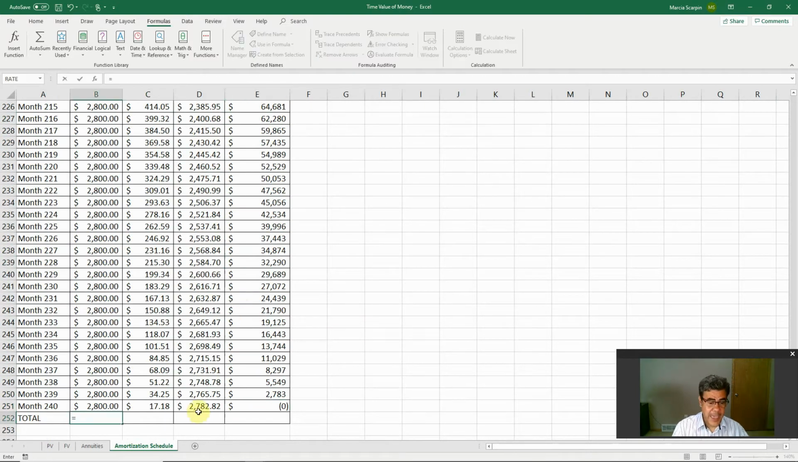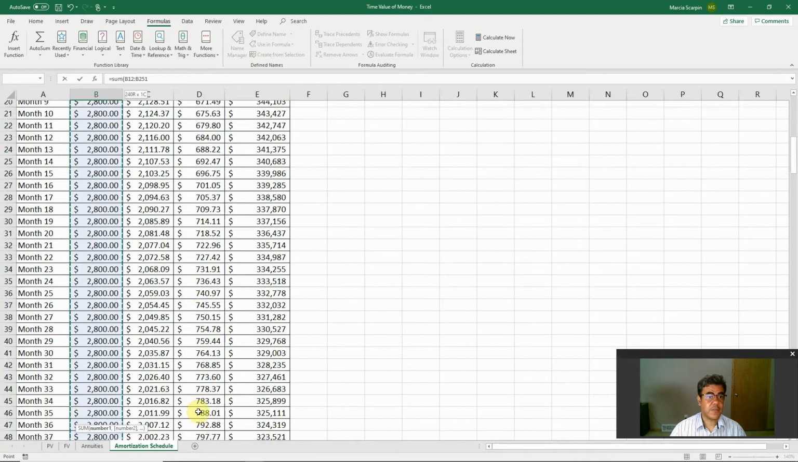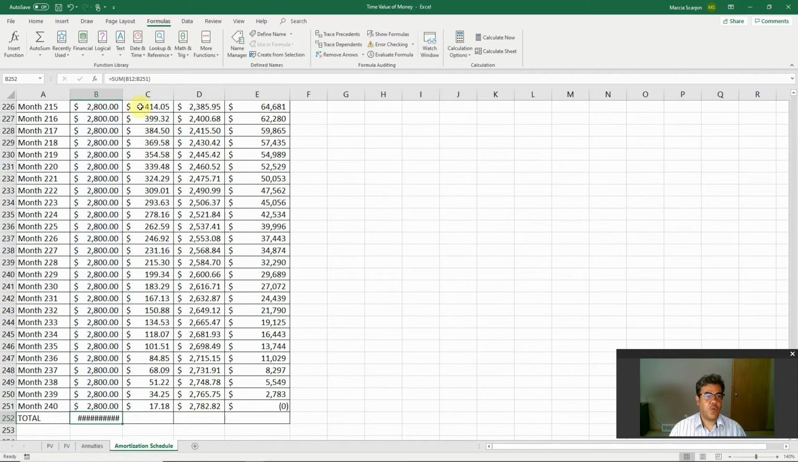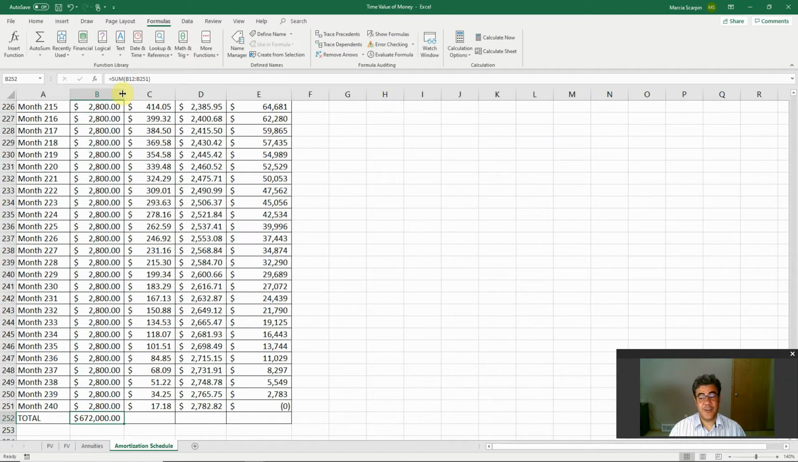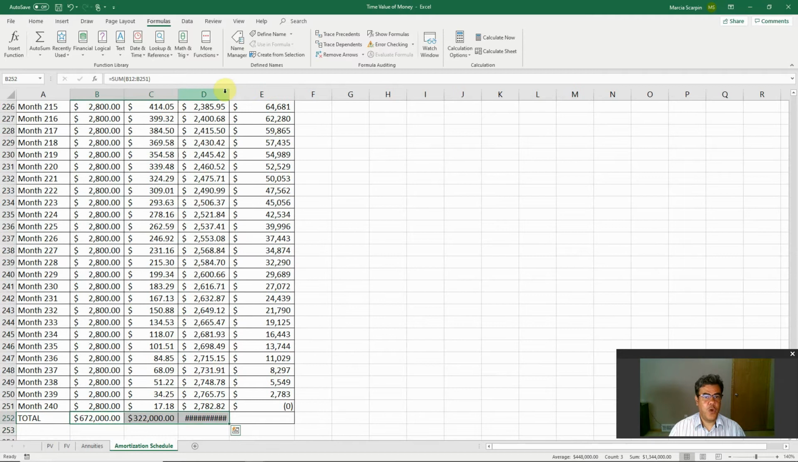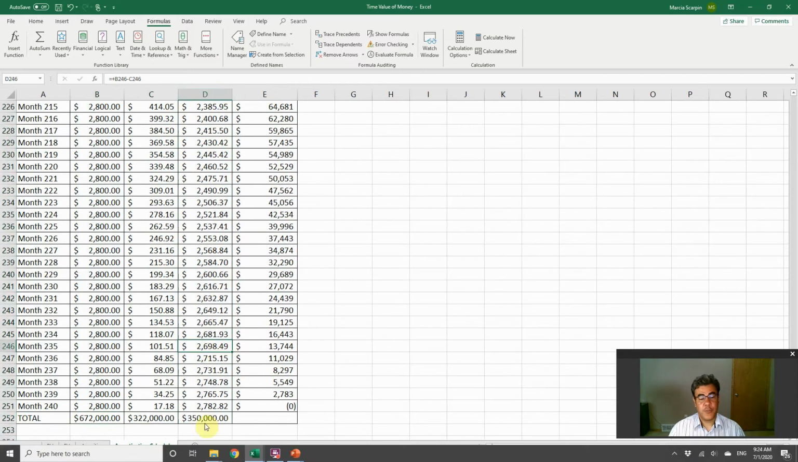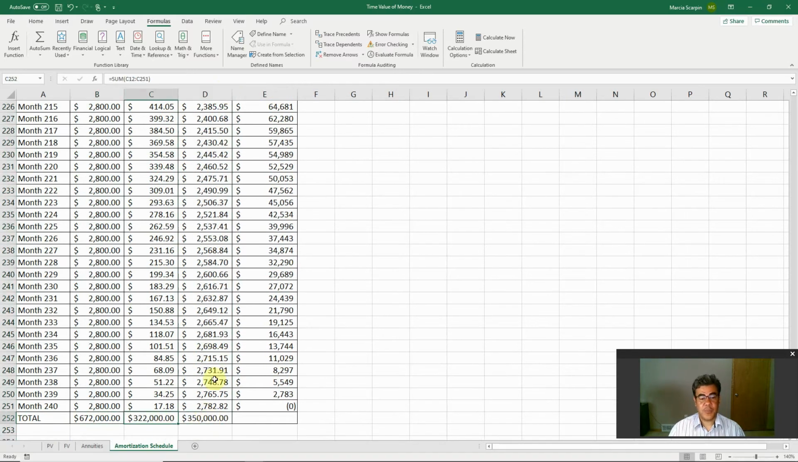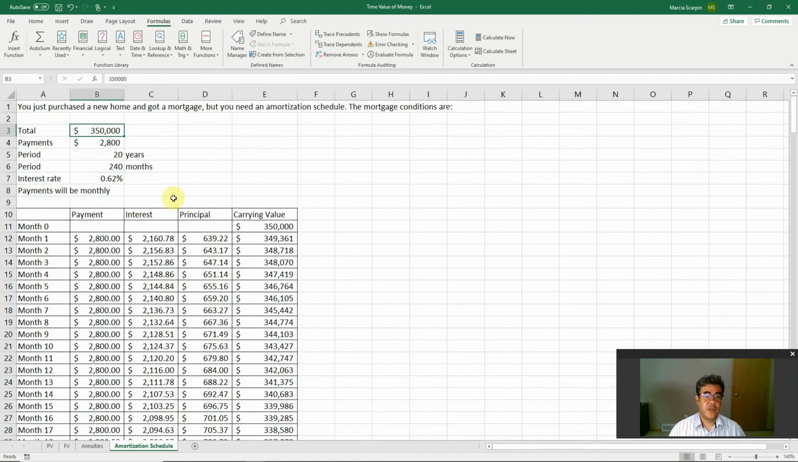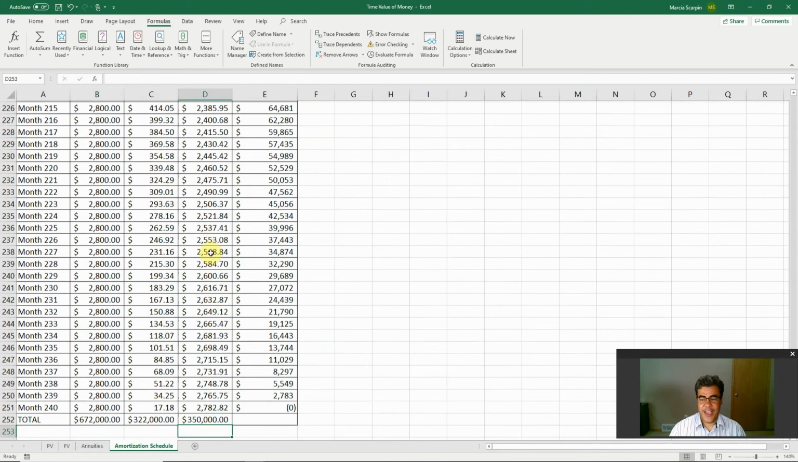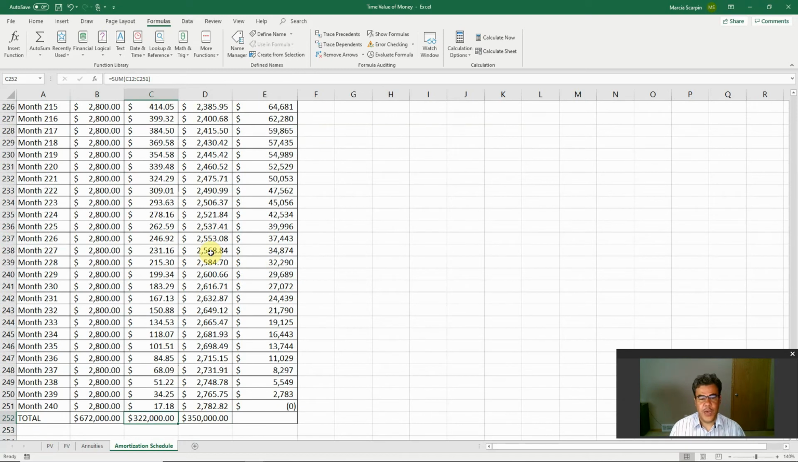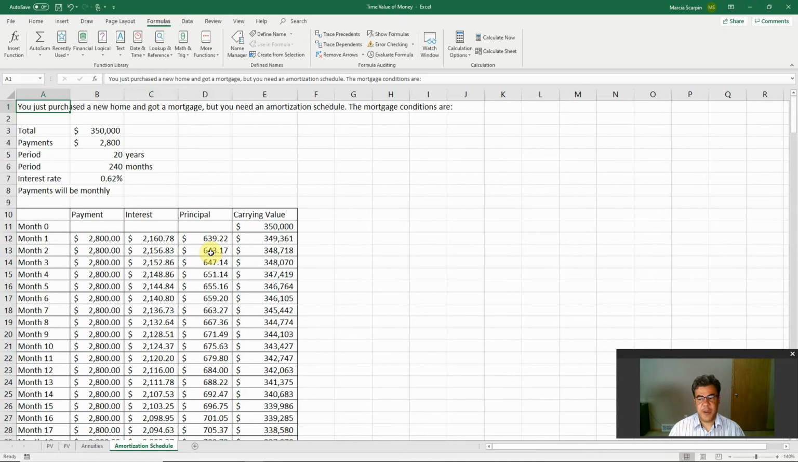How much will we pay effectively? So let's sum it. Total payment will be 672,000. Let's copy and paste here. We will pay almost two homes. 350,000 principal. That is the same principal that we have here. So yes, our amortization is right again. And 322,000 of interest. So yes, 0.6 per month is a small rate. Not that small. But okay, here we are.